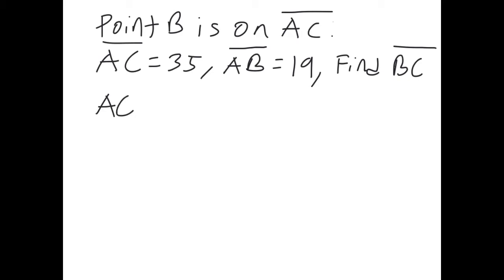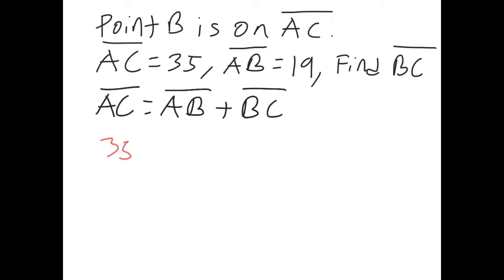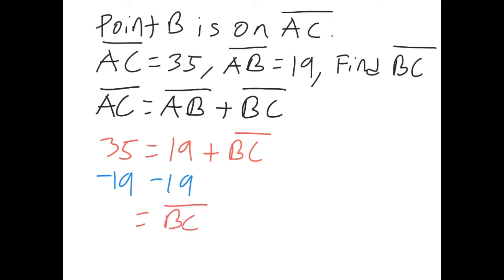So that means that AC is equal to AB plus BC. Well, we know AC is 35 and AB is 19, and we need to find BC. So to solve for BC, let's subtract 19 from both sides, and that'll give us BC is equal to 16.